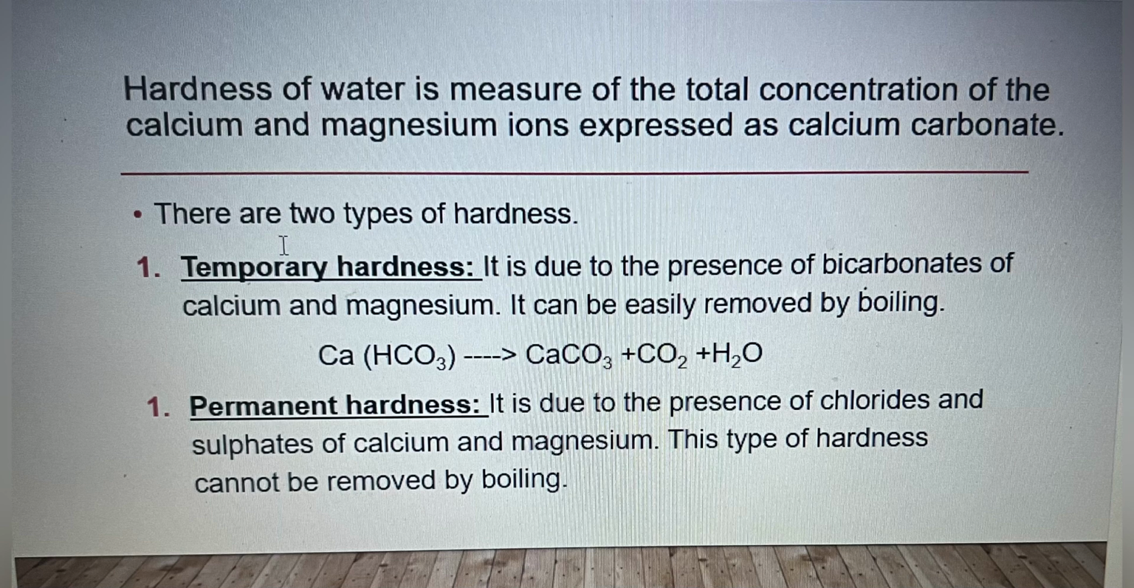be removed by boiling. By boiling, these salts, calcium hydrogen carbonate gives calcium carbonate plus carbon dioxide plus water. Similarly, magnesium hydrogen carbonate will give you magnesium carbonate plus carbon dioxide plus water. And then permanent hardness of water is always due to the presence of chlorides and sulfates of calcium and magnesium. This type of hardness cannot be removed by simple boiling process.